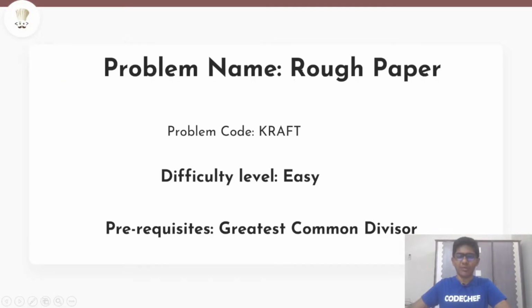So today's problem is Rough Paper. The difficulty level of this problem is easy because you only need to know the very basics of elementary number theory, which is the greatest common divisor. So you need to know what that is, how we can compute this using recursion, or even if you don't know recursion to compute it, you should know the math behind the GCD function.